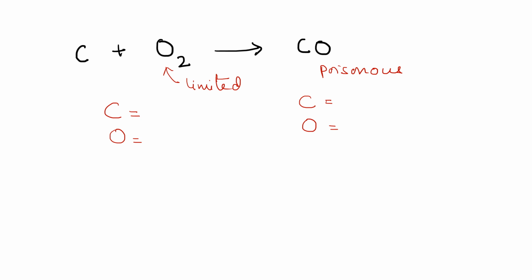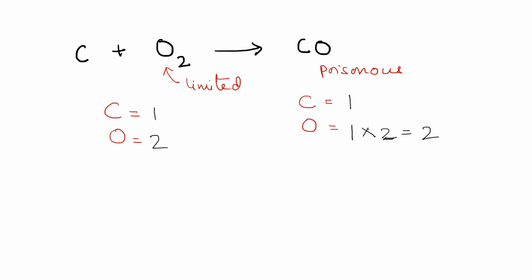Now carbon, how many atoms of element carbon? 1. And how many atoms of element carbon on the right hand side? It is 1. So on both sides it's 1. Oxygen, how many atoms of oxygen? 2. Here 1. Now carbon is 1 on both the reactant and product side, so it is already balanced, whereas oxygen is not, so we need to balance oxygen. To balance oxygen, here we will multiply this 1 by 2, we get 2.